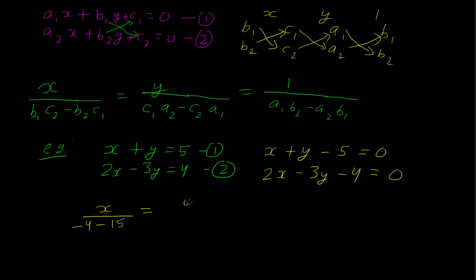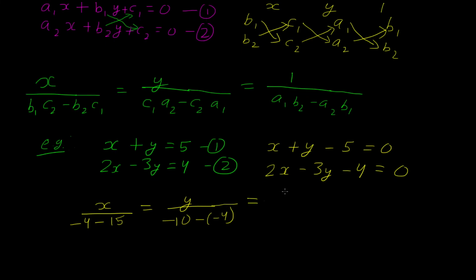This will be equal to y divided by, so you leave the y part, you start from here: minus 5 multiplied by 2 is minus 10, minus 4 multiplied by 1 is minus 4. So you have minus of minus 4, and this will be equal to 1 divided by, so you leave the constant coefficients, and start here: 1 multiplied by minus 3 is minus 3, minus 2 multiplied by 1 is 2.